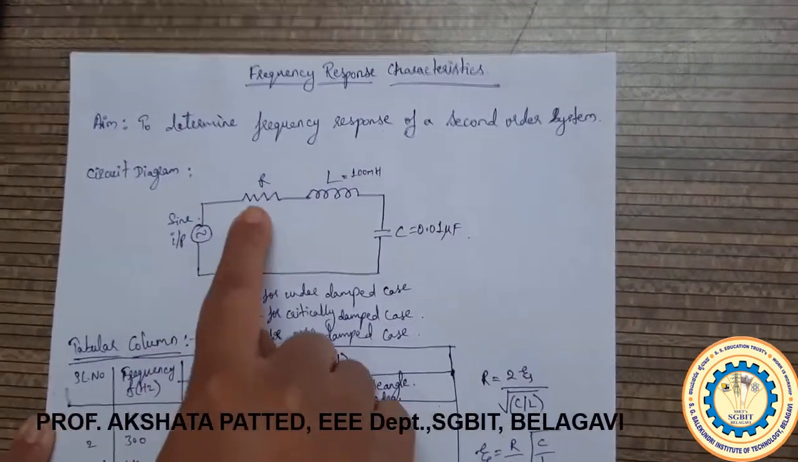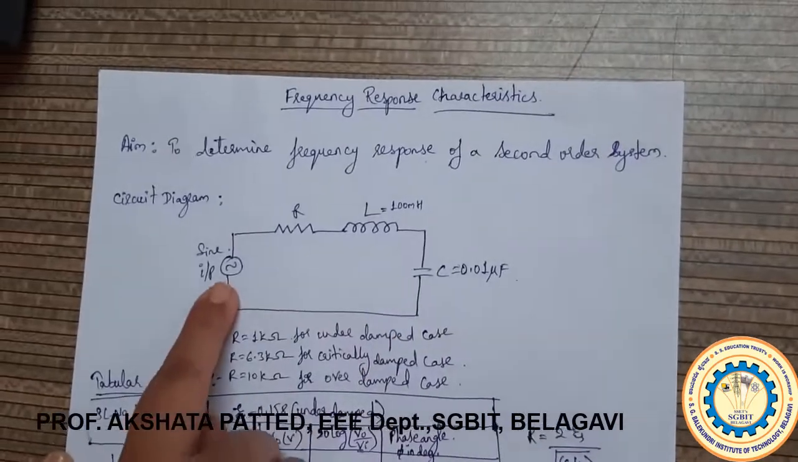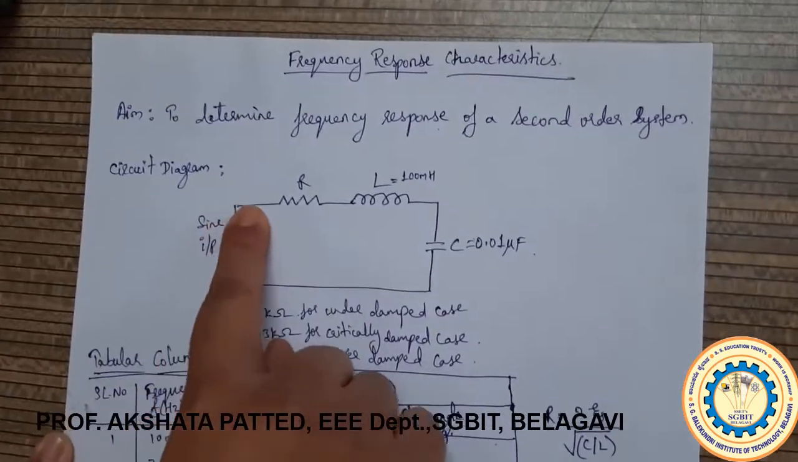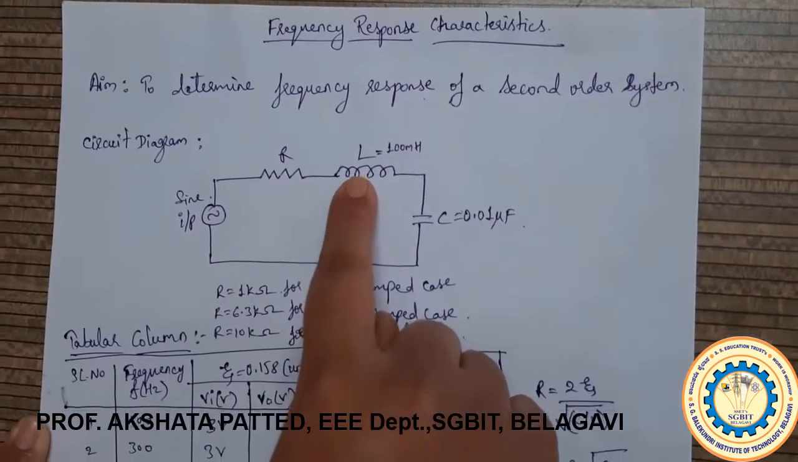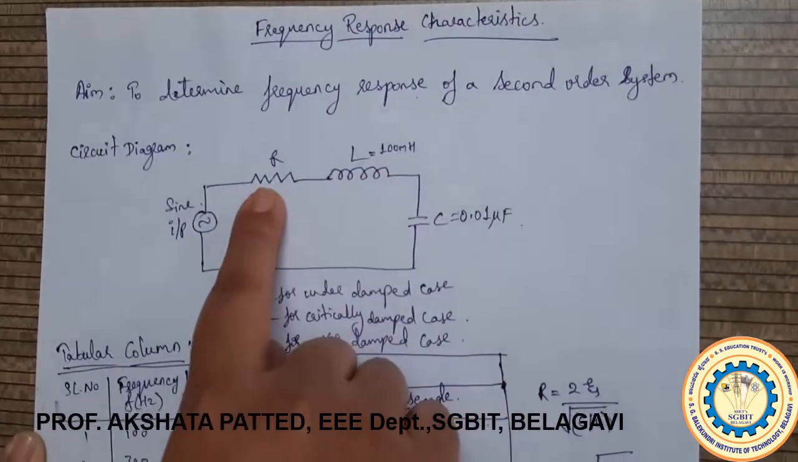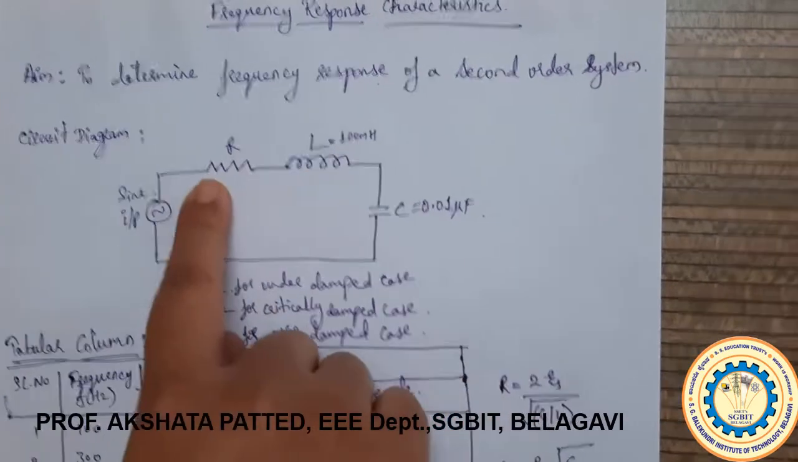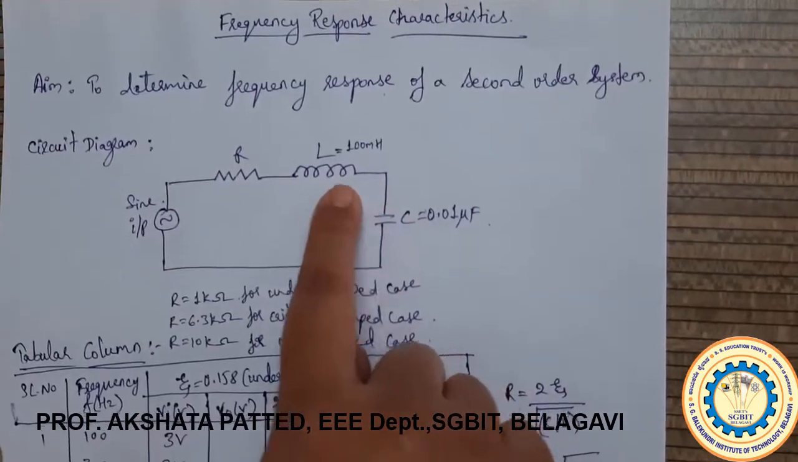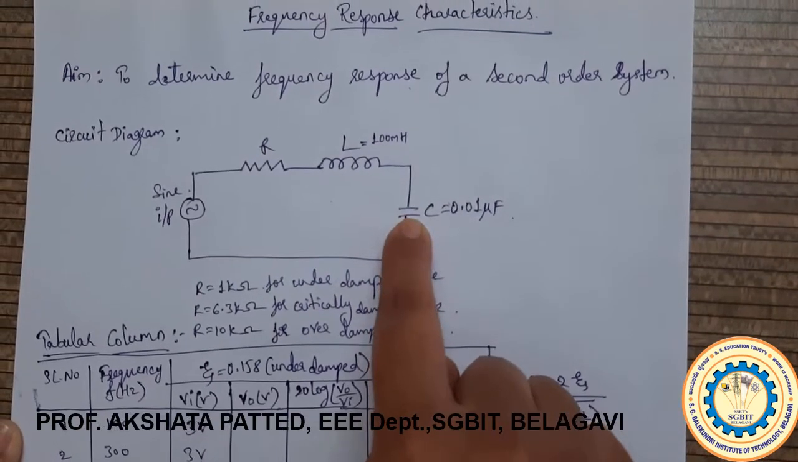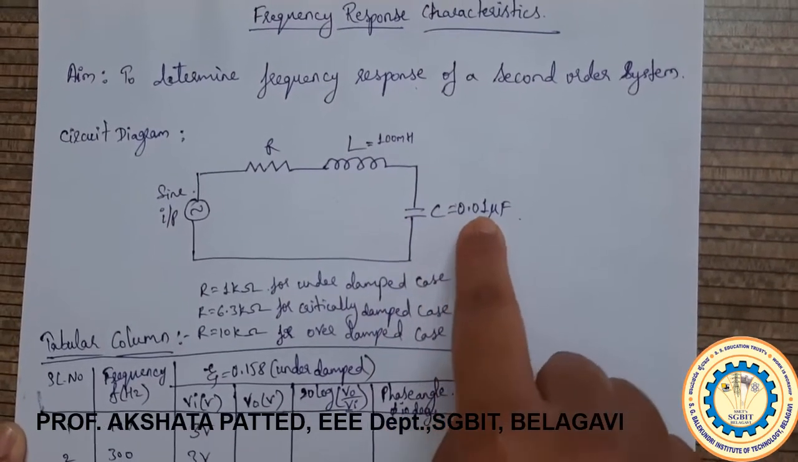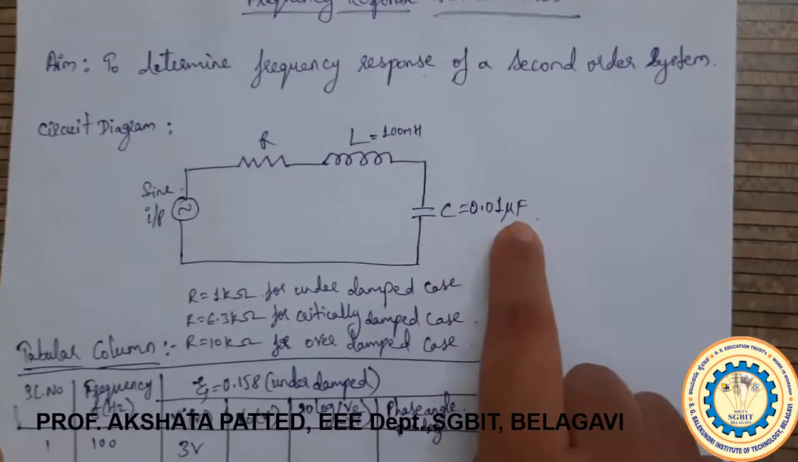We are going to take an RLC circuit here. This is the input. I am supplying the input here for the resistor. Then this is the inductance. The inductance is in series with the resistance. Then we are connecting a capacitor here. So the capacitor value is 0.01 microfarad.